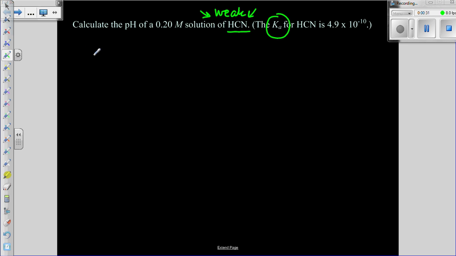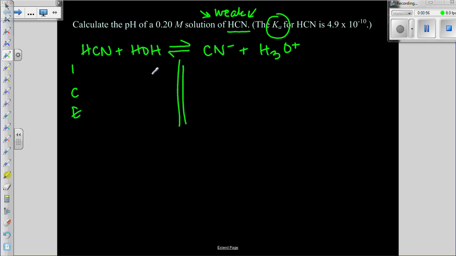So I need to do an ICE table. The first thing I do is I write a balanced equation. I'm going to write it plus water, but I don't have to do that. The weak acid will donate a proton to the water, so this will be the cyanide ion and hydronium. And then I'm going to create an ICE table, draw my fence, and I'm Xing out water because water is a pure liquid and is not included.